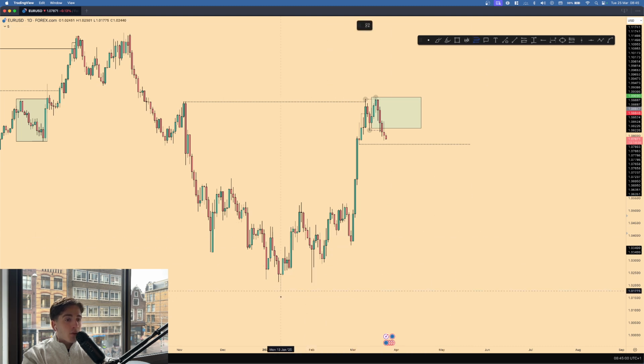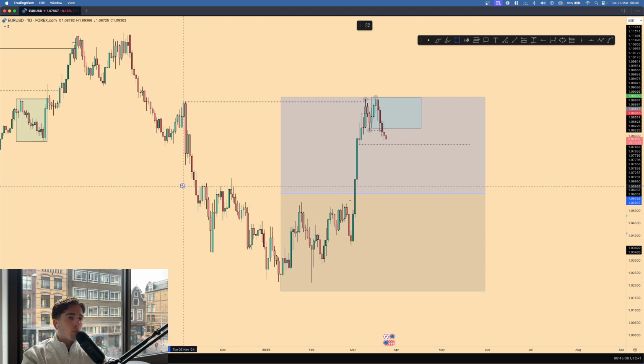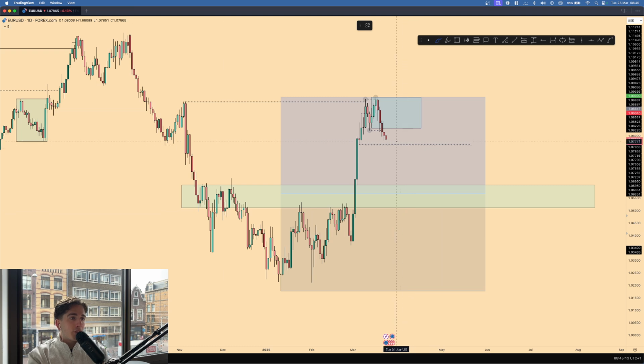The second area I have my eyes open for is the overall 0.5 fib retracement level, which is also a key level of support and resistance here, right guys? So those are the two areas I'm looking for EURUSD to retrace towards, and then I'll be looking for further upside from either one of them.